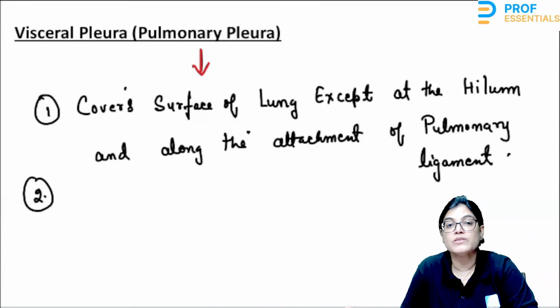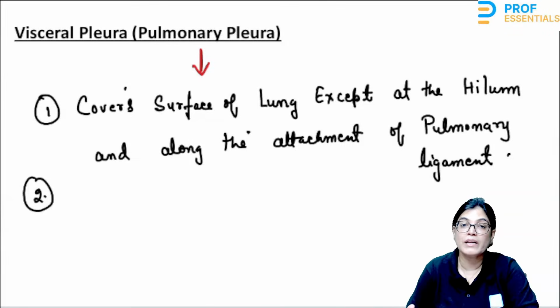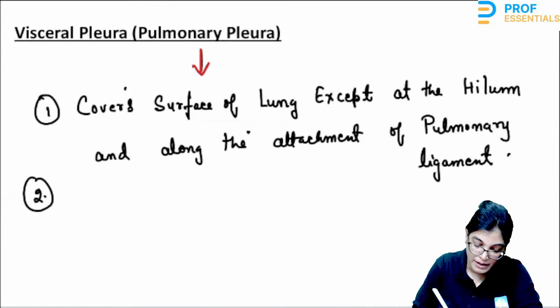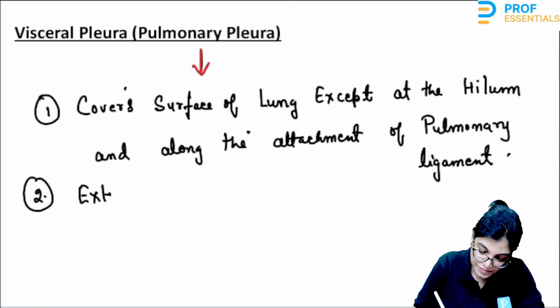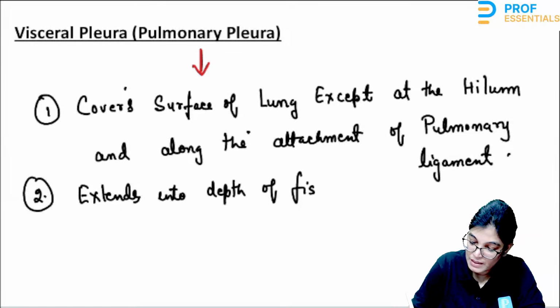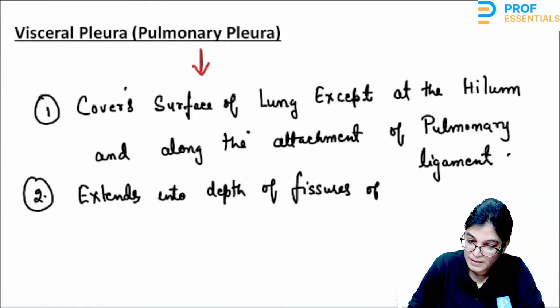This was the first important feature. Another important feature of the visceral or pulmonary pleura is that it also extends into the depth of the fissures of the lung.